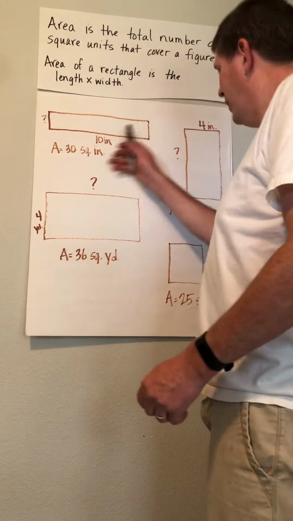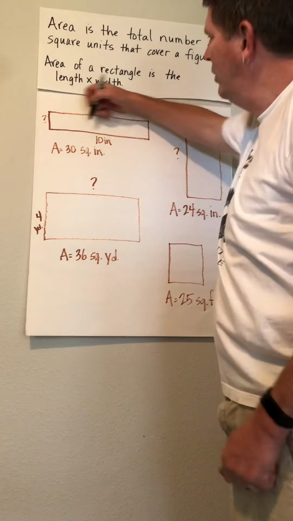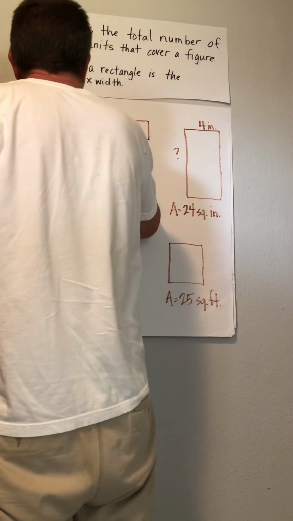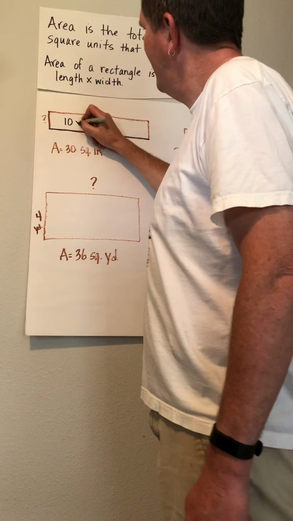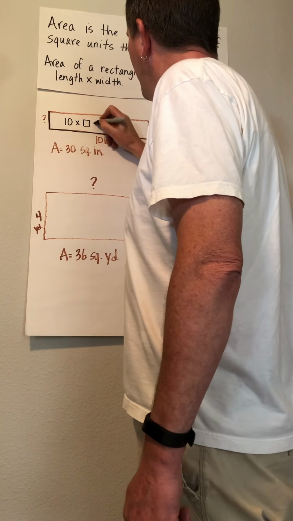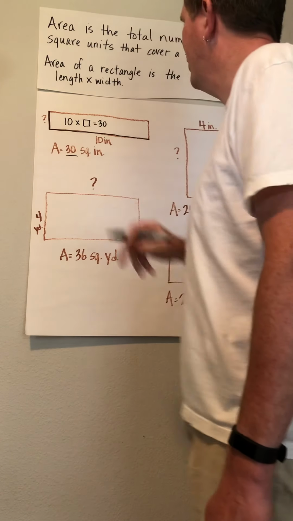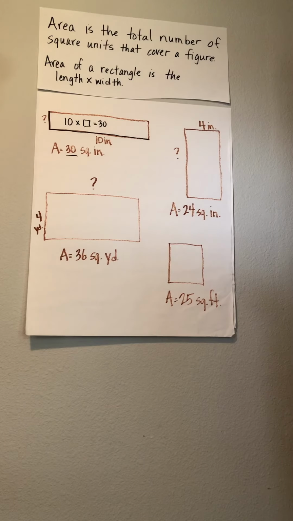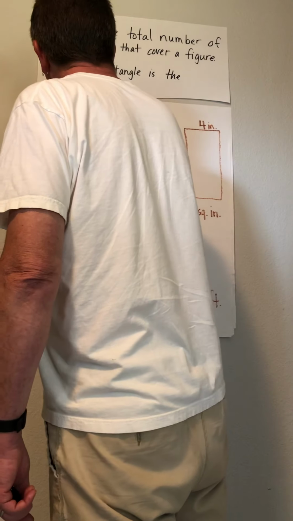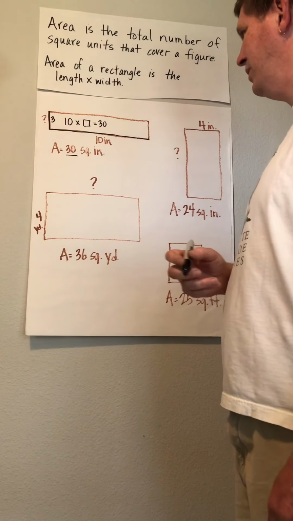I'm back. Hopefully you have solved these 4 problems and you are ready to check your work. So, for this first one, what do we know? We know that this is 10 inches. So we know that 10 times this side that we don't know equals the area, which is 30 square inches. So 10 times what equals 30? Hopefully you figured out that 10 times 3 equals 30. So this side is 3 inches.